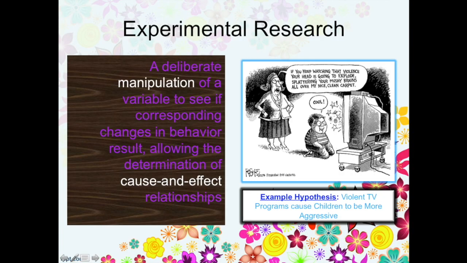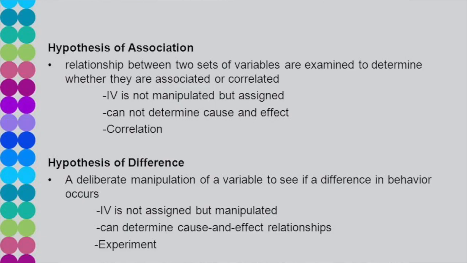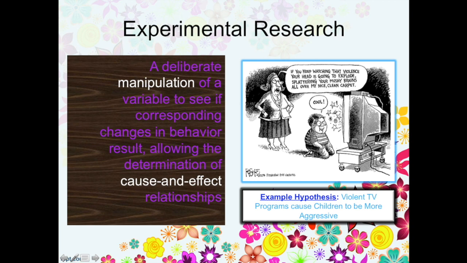Okay, so there are two broad types of hypotheses: hypotheses of difference and hypotheses of association. With hypotheses of difference, we need to do an experimental design in order to test that hypothesis. Whereas with a hypothesis of association, we can do a non-experimental design, or what's called a correlational study.